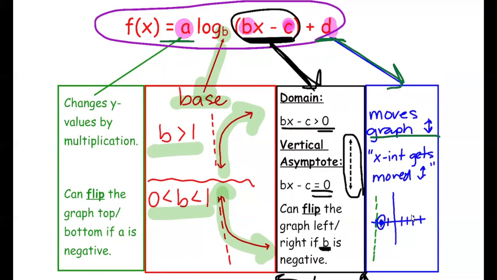That can also impact your y-intercept. This A out here can change your y values by stretching them or shrinking them. And then if A is negative, it can make your graph flipped top to bottom.